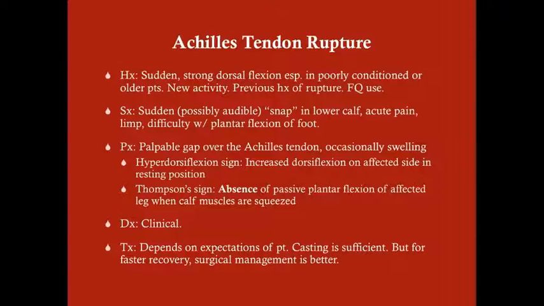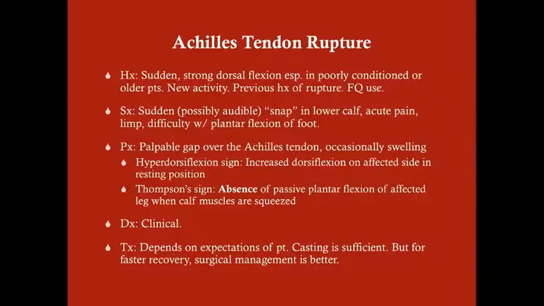So the history, what do we see with an Achilles tendon rupture? Well, first off, you can imagine what it is. It's a rupture of that tendon. But in history, the patients will often be able to relate to you this sudden snap in their lower calf, and it's usually done with some kind of activity. Not your daily activities, probably some kind of exercise or going up or down the stairs really fast. And it's usually caused by a strong dorsiflexion.